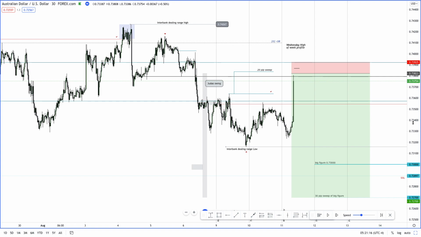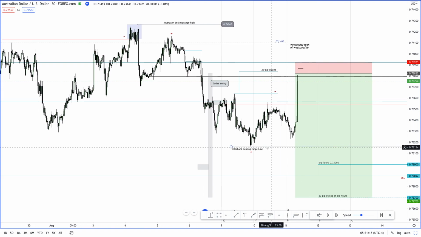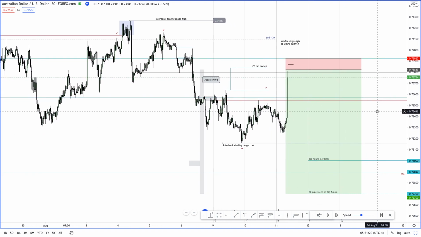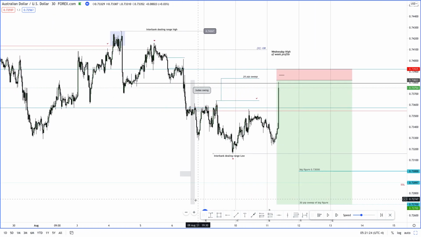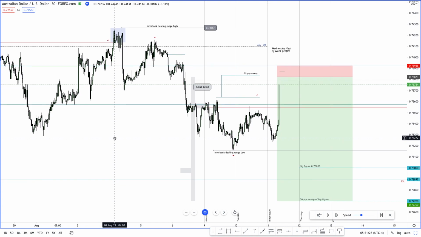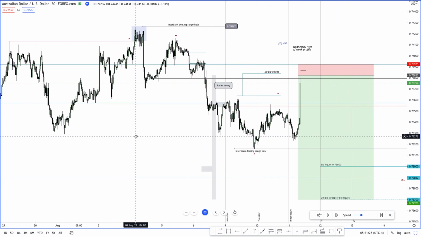Okay, so first things first. What do we have here? We have an interbank dealing range. So what is an interbank dealing range? There's actually a video where ICT describes what an interbank dealing range is on his YouTube channel. Basically, it's when price runs external liquidity and then comes back and runs internal liquidity. So now we have a range.